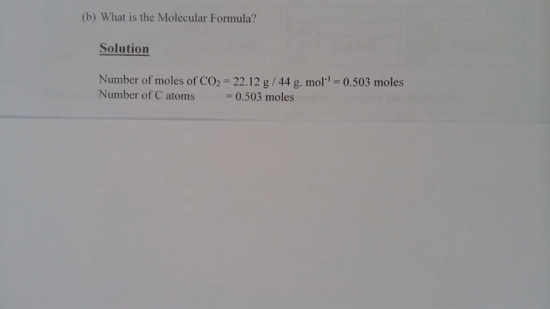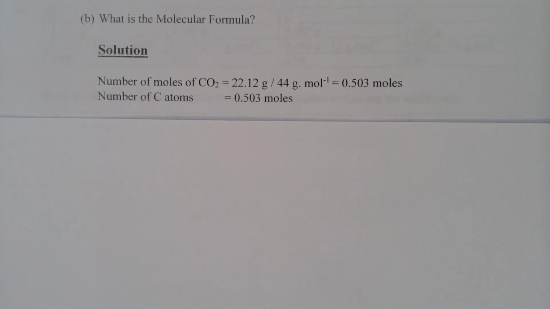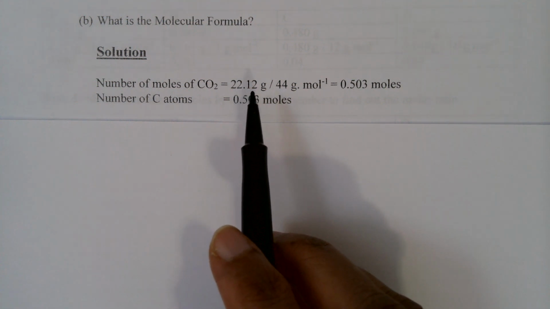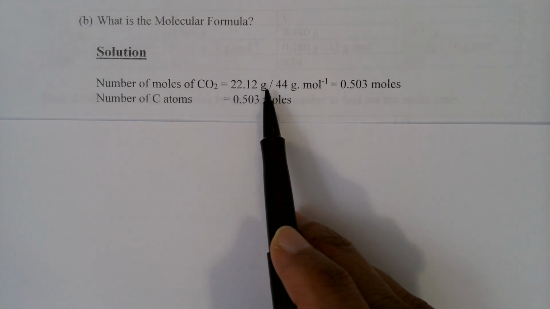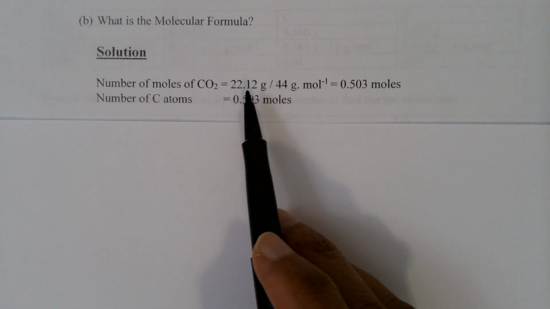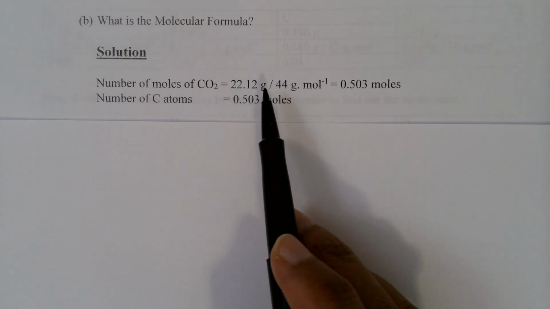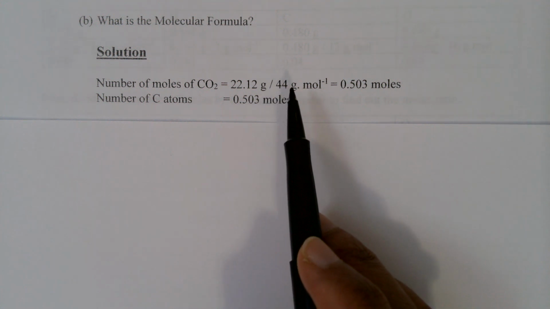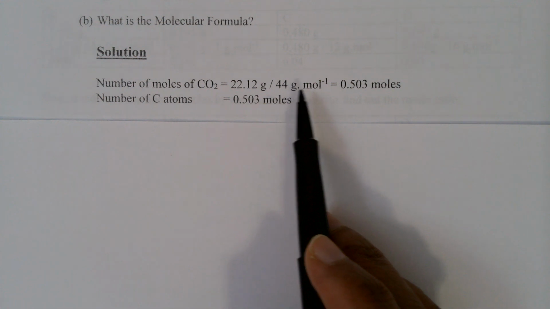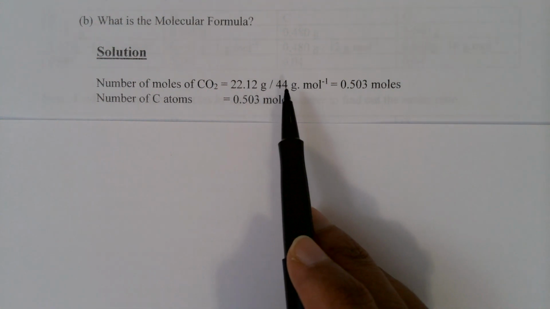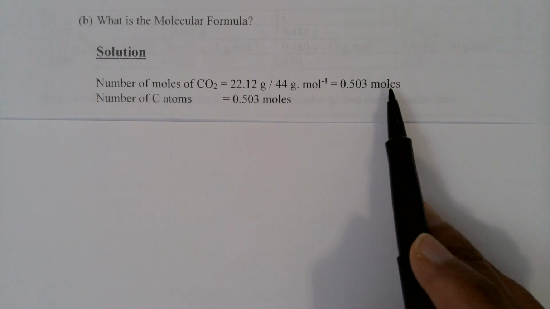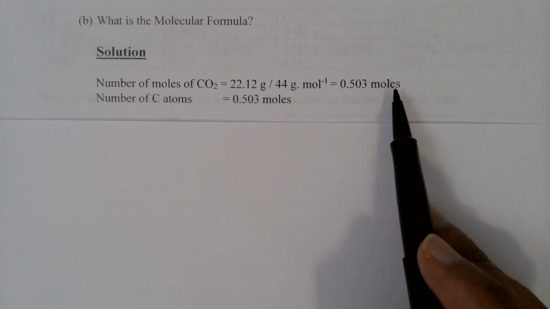First let's calculate the number of moles of carbon dioxide. After complete combustion, 22.12 grams of carbon dioxide, CO2, was produced. So how many moles of CO2? We divide 22.12 grams by the carbon dioxide molar mass. Carbon dioxide molar mass is 44 grams per mole. After this division, we get the answer 0.503 moles of CO2.